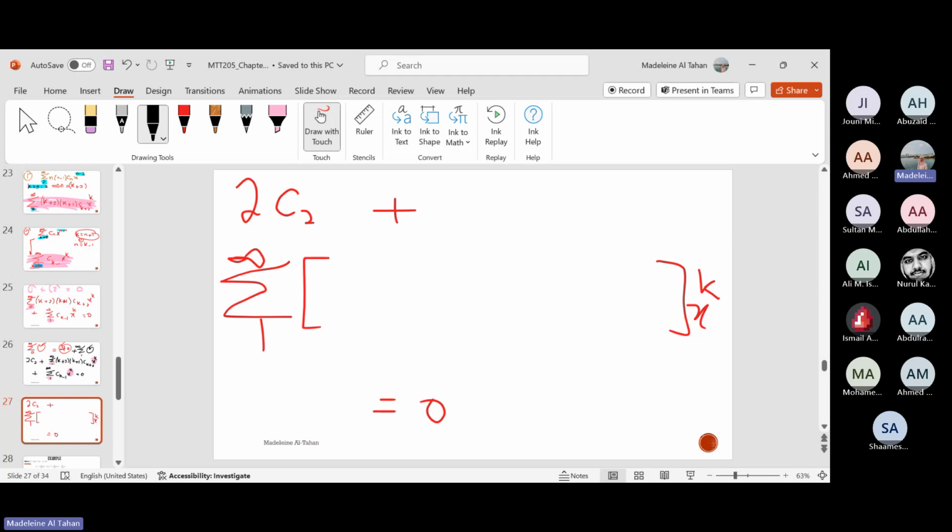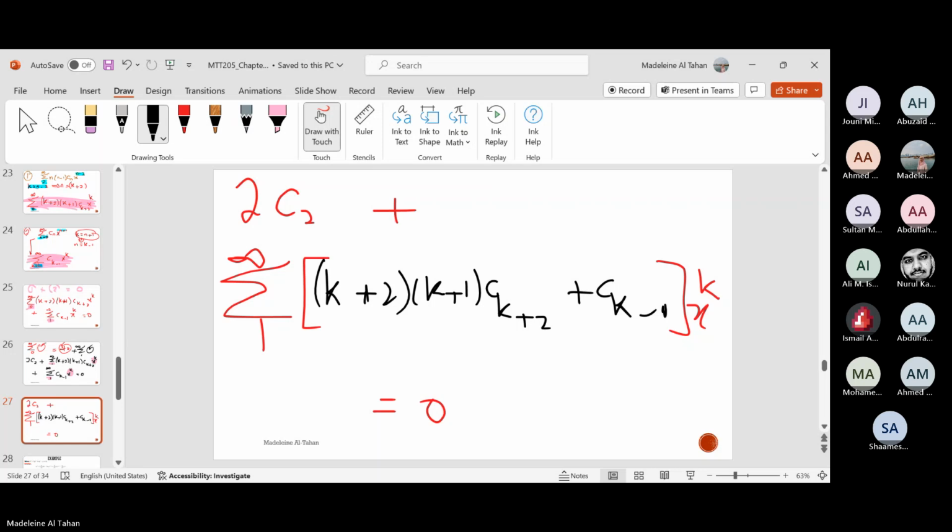What will we put from the first one? It was k plus 2, k plus 1, c k plus 2, and from the second one we had c k minus 1. Okay? Is it clear? Yes. Okay, we got a series equal to 0. It means that this one is 0 and this coefficient is 0. Do we agree? Yes.